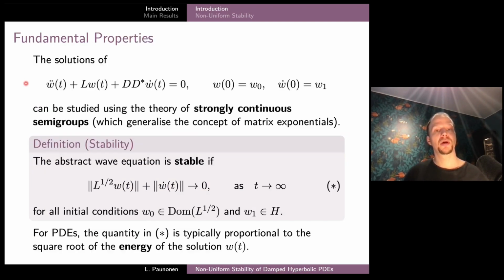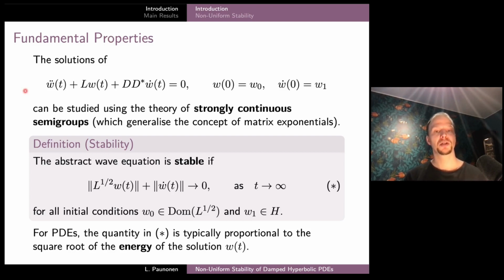Abstract differential equations of this form have been studied in great detail, and there's a lot of theory for their investigation. And in particular, the solutions of and well-posedness of these equations can be studied using so-called strongly continuous semigroups, which are generalizations of the matrix exponential function.